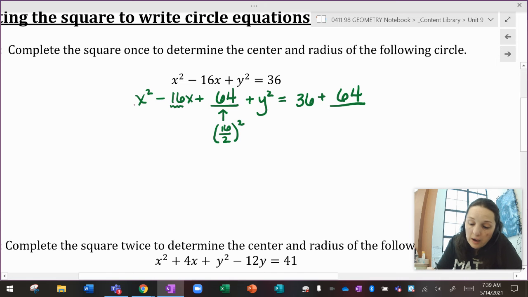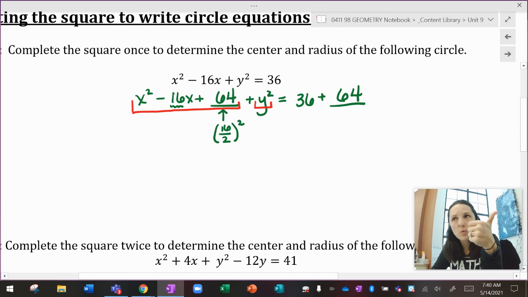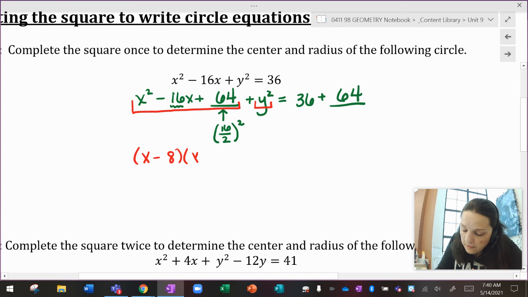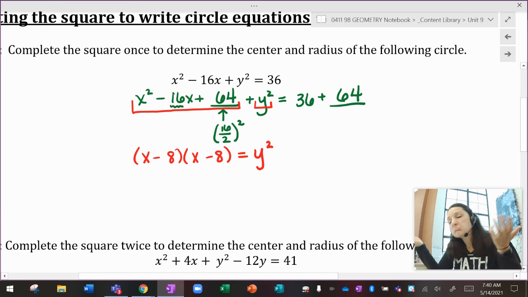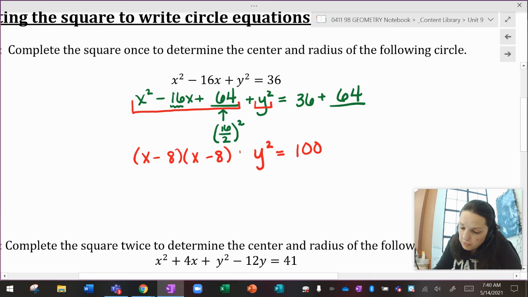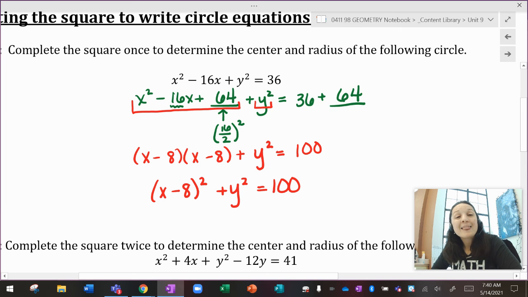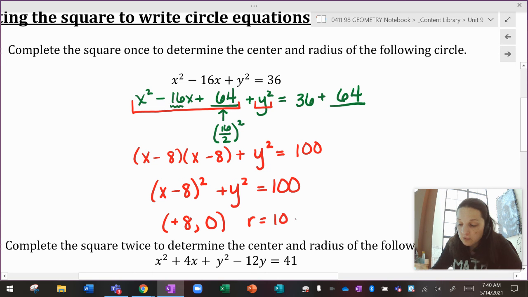Now that I've done that, I should be able to factor this. All right, what two numbers multiply to 64 and add to -16? Well, 64 is 8 times 8. If I make them both negative, they would add to -16. So x minus 8, y squared, just going to leave it as is. And then 36 plus 64 is 100. I don't know why I wrote an equals there. That one's supposed to be a plus. My apologies. And so this becomes (x minus 8) squared plus y squared equals 100. And that's more familiar. Now I know my center is +8, 0, and my radius is the square root of 100, which is 10.